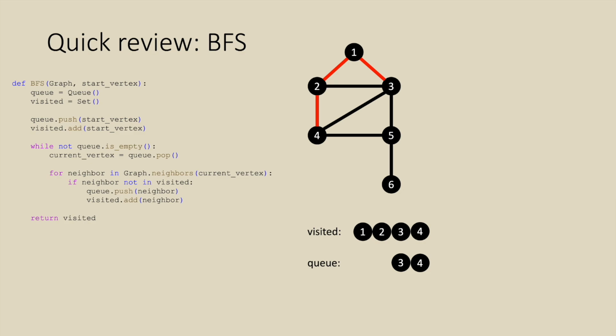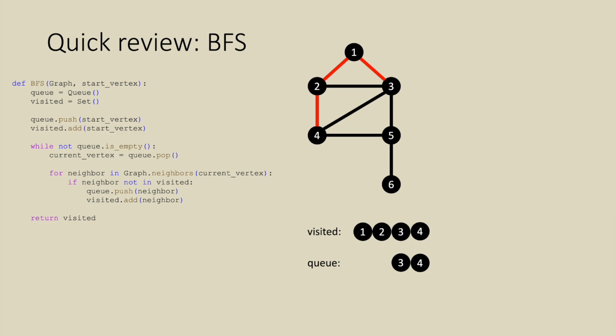2 has 3 neighbors, 1, 3, and 4. Is 1 visited? Yes, we just continue. Is 3 visited? Yes, we continue. Is 4 visited? No. So we push 4 to the end of the queue and add 4 to visited.